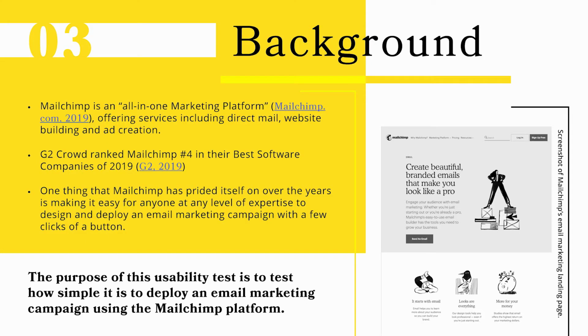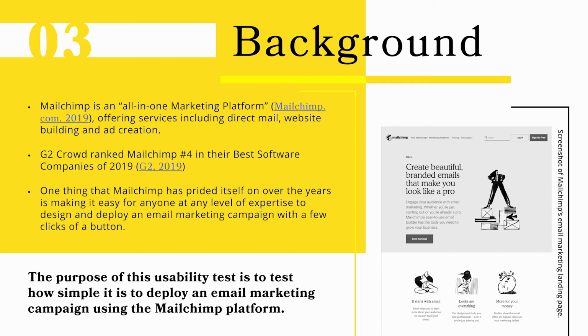To get started, I wanted to introduce Mailchimp. Mailchimp is an all-in-one marketing platform offering services including direct mail, website building, and ad creation. They are ranked fourth in G2 Crowd's Best Software Companies of 2019, and Mailchimp has primarily been known throughout the years for their easy email marketing campaign creator and manager.